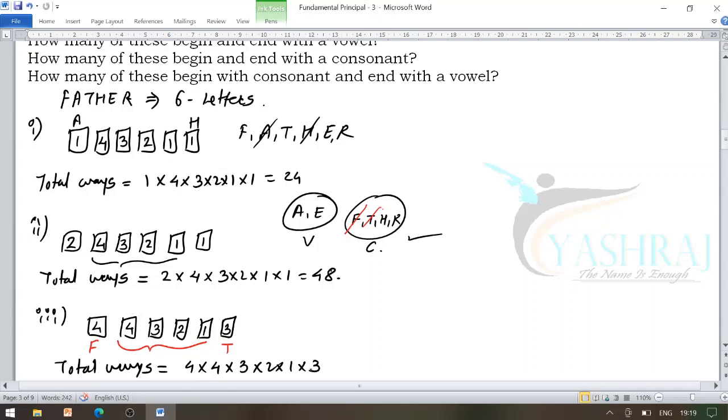So ultimately here, 4 4s are 16 into 3 3s are 9, 2s are 18. We have 16 into 18. We remained with the 16 into 18, and after multiplying 16 by 18 we get 288 ways. That means there are 288 6-letter words that can be formed by using letters in the word father that begin and end with a consonant.